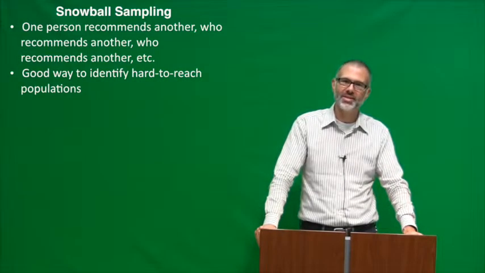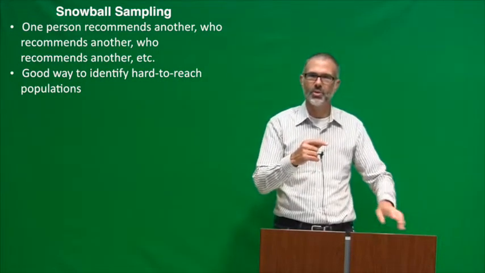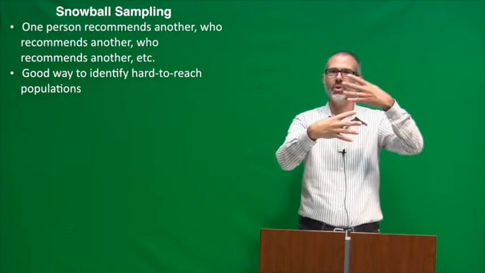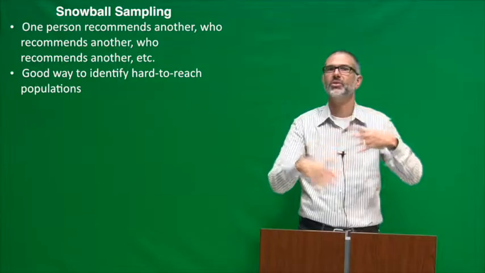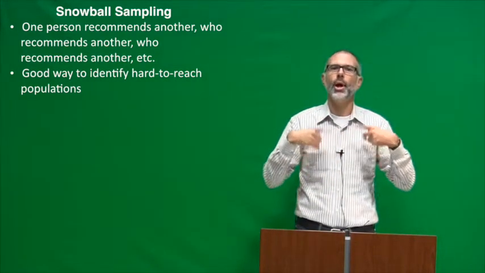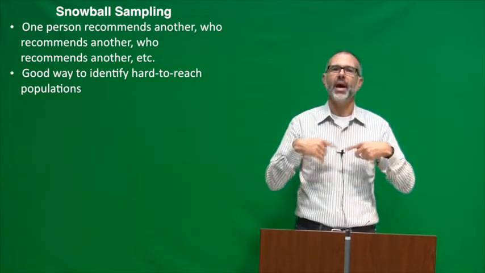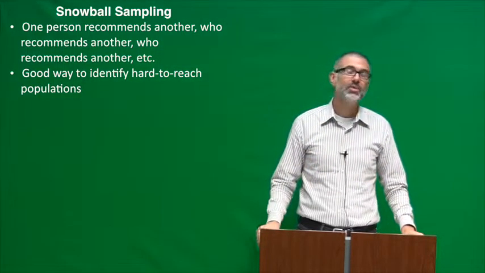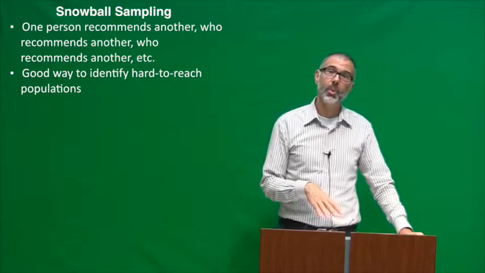Snowball sampling is, as the name implies, you start with one person and you have that person recommend two people, and then you have those people recommend two people, and then you have those people recommend two people, and I've run out of fingers. So you get more and more and more people by having the people you've interviewed recommend other people. It's a great way to get hard-to-know populations.